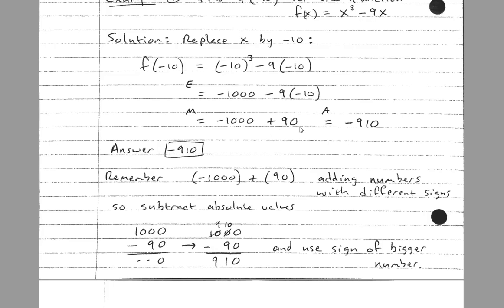And just to explain this last addition again, a good review of adding signed numbers. We're adding two numbers here with different signs. So you subtract the smaller absolute value from the larger. So it's 1000 minus 90, and if you do that subtraction, that's 910. And then you use the sign of the number with the bigger absolute value, so you use the negative sign. All right, so that's how we got -910.